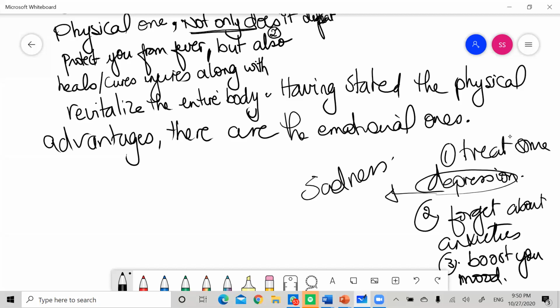Miss, feeling blue is an idiom. Excellent. It's an idiom, yes. Okay, so we can say depression means sadness, gloominess. Maybe tiredness. Tiredness is related to exhaustion, no? Okay, let's go. Forget about anxieties. What about the word anxieties? Can I change it?